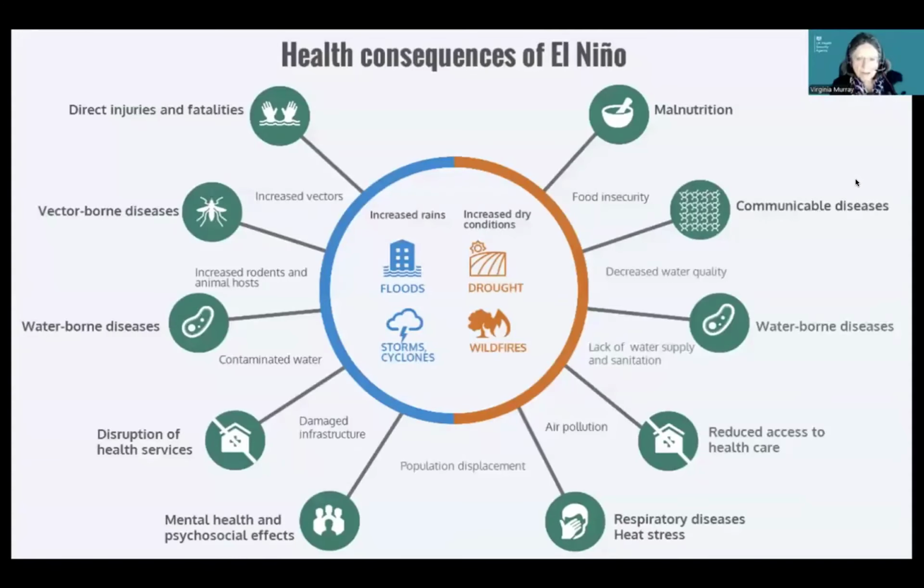Now, there's no other way for us to think about it, I don't believe, except to look at WHO's excellent description of El Nino. On one hand, you get droughts and wildfires. On the other hand, you get floods and cyclones. And you can see the different types of direct injuries and fatalities, vector-borne diseases, waterborne diseases, or disruption of health services and mental health impacts on the left-hand side. But on the right-hand side, you get malnutrition, communicable disease, waterborne disease, reduced access to healthcare, and respiratory distress and heat stress. So I just wanted to share this with you as a quick way of looking at what we mean by El Nino, the impacts.